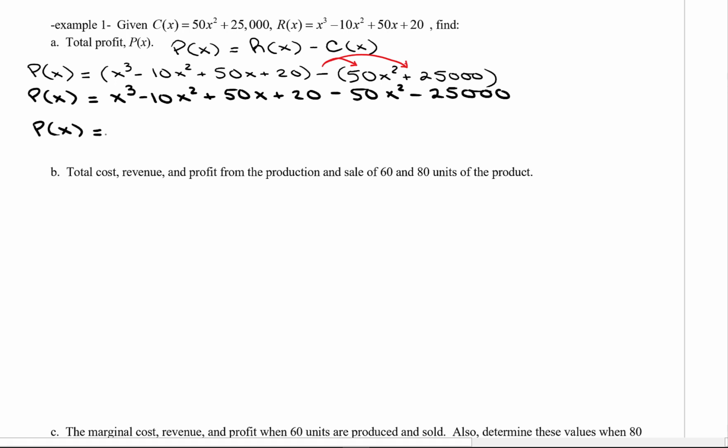So P of X is going to be equal to x raised to the third power minus 60x squared plus 50x minus 24,980. This is going to represent P of X, my profit function. So I'm going to go ahead and box that in.